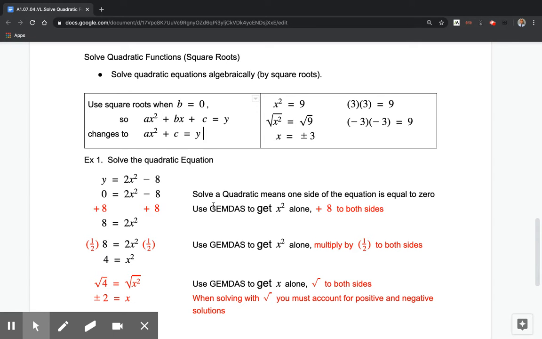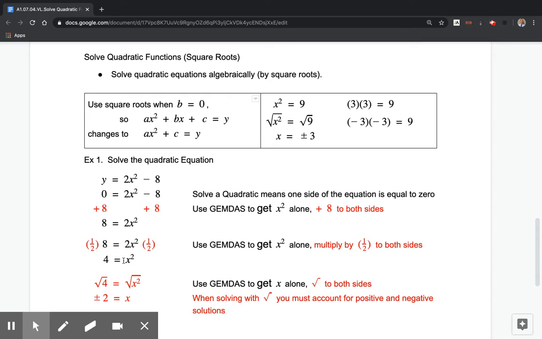So the next thing we do is we use GEMDAS to get the x squared term alone. So the first thing is we look at, for addition and subtraction, we see here we add 8 to both sides. So then we get 8 equals 2x squared. Still using GEMDAS, we're going to multiply both sides by 1/2. So we multiply both sides by 1/2, and we get 4 equals x squared.